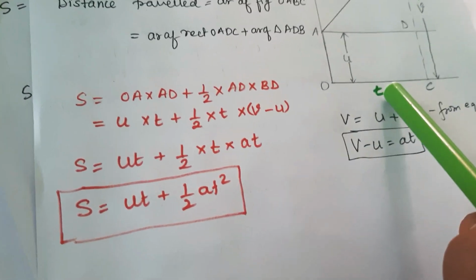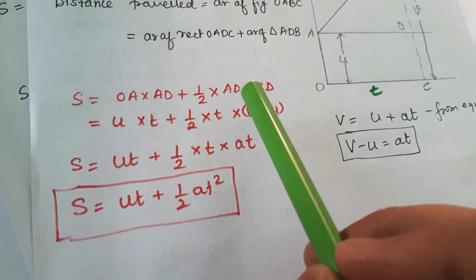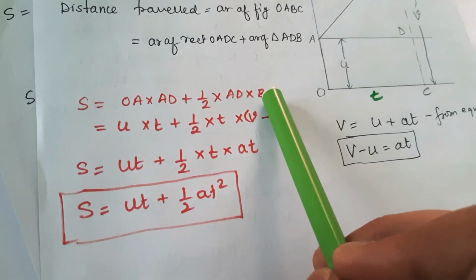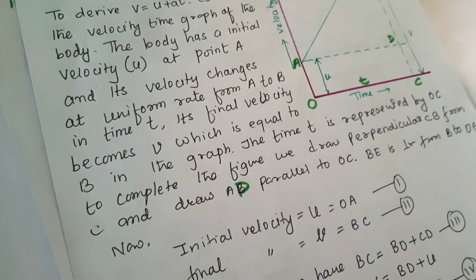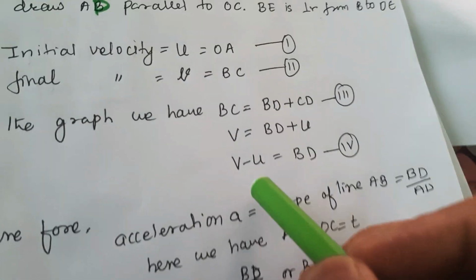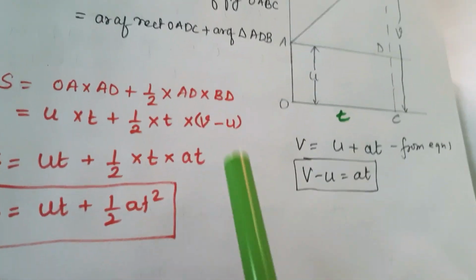AD is equal to T, so I'll write T here. And BD, how much is BD? Here you got this BD, right? BD equals V minus U.